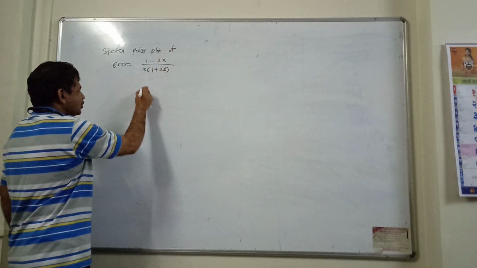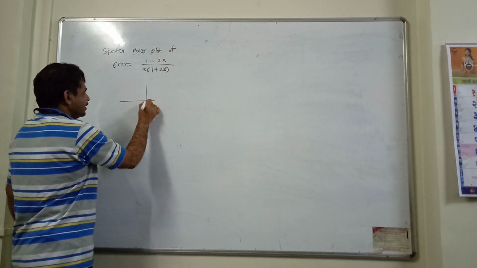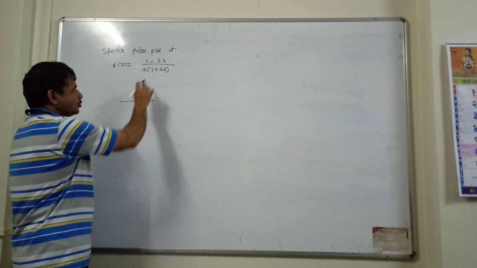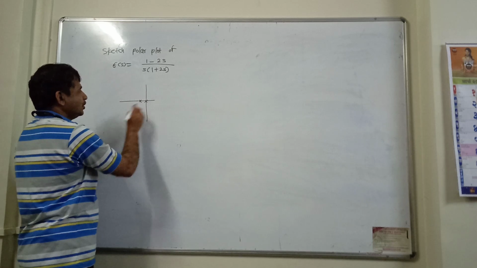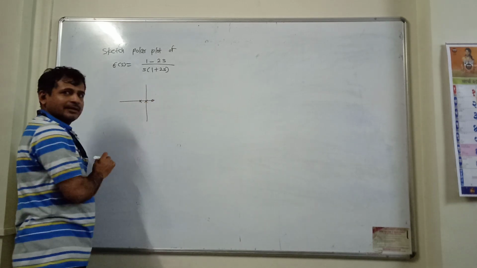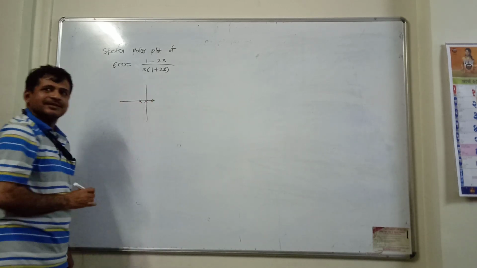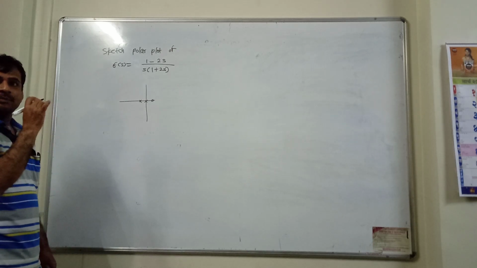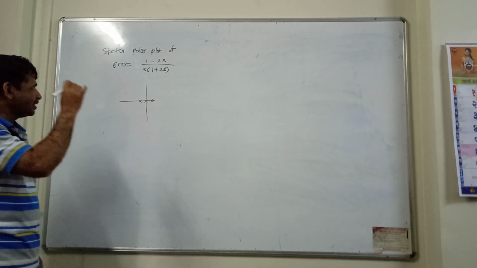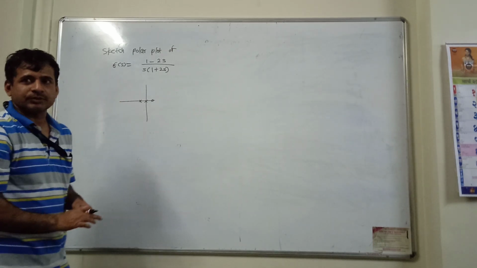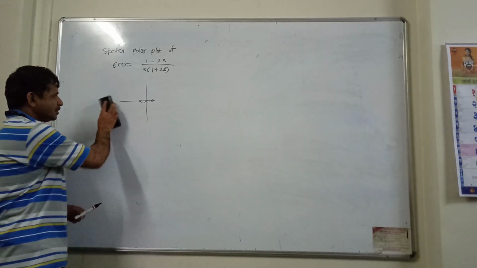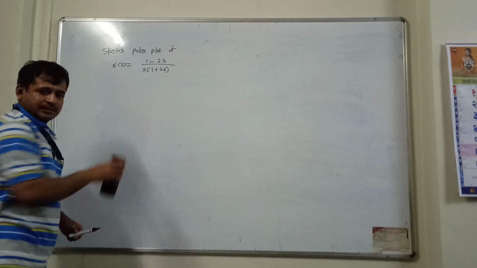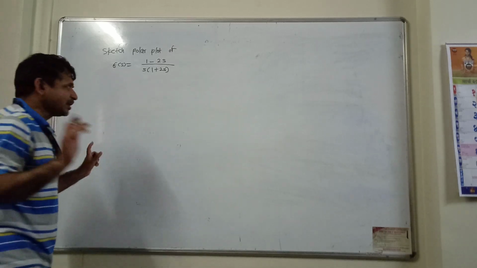If you draw the pole-zero plot for this, here is one pole at the origin. This 1 plus 2s equal to 0, so s is equal to minus 1 by 2, and the zero is here in the right half of the S-plane. So in this case the phase angle will change. Let us see how. If we want to start solving this numerical example, we will follow the simple steps.